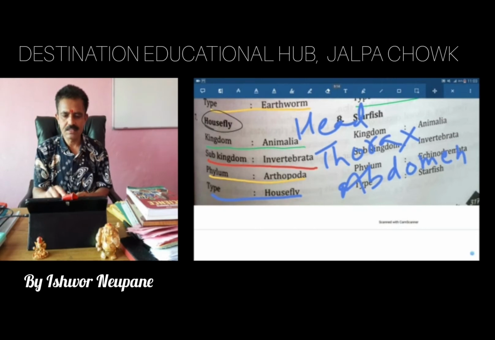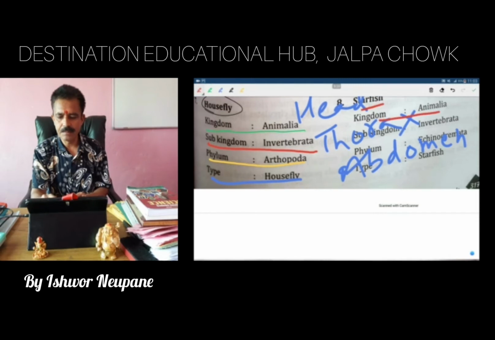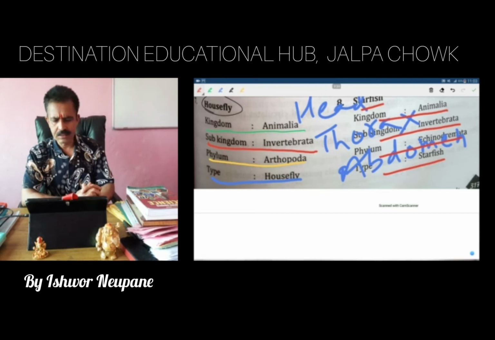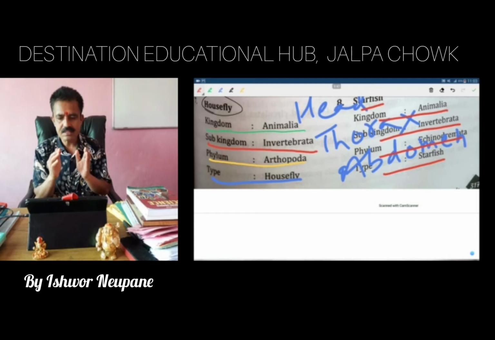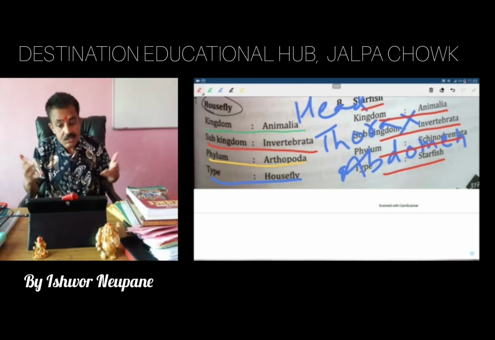Now students, let's discuss the last one. What is that? It is starfish. Kingdom, Animalia. Subkingdom, Invertebrata. Phylum, Echinodermata. Type, starfish. Isn't it? Then students, what is the special characteristic of starfish? Distinct head is absent. Or their skin is spiny. Or the shape is like a star. Starfish. That's it.